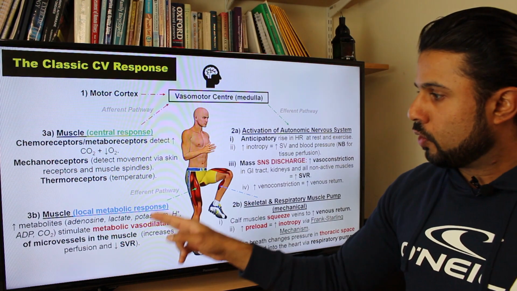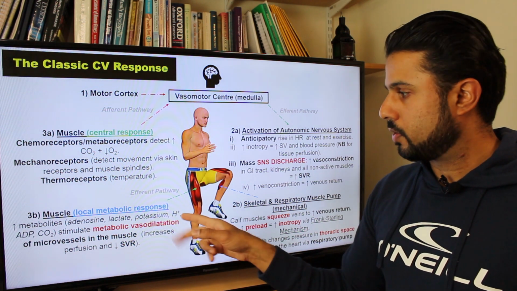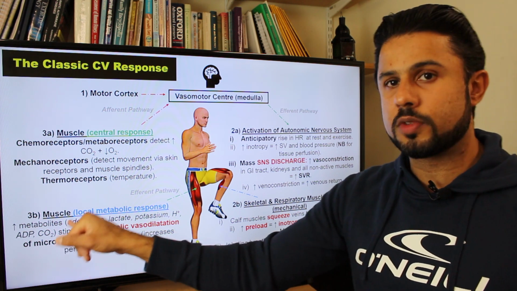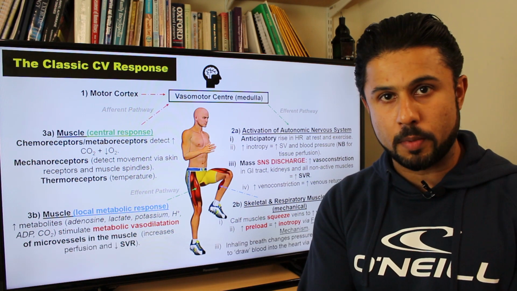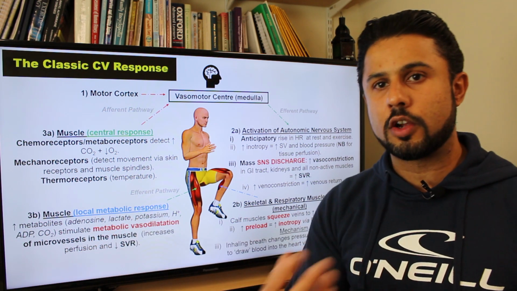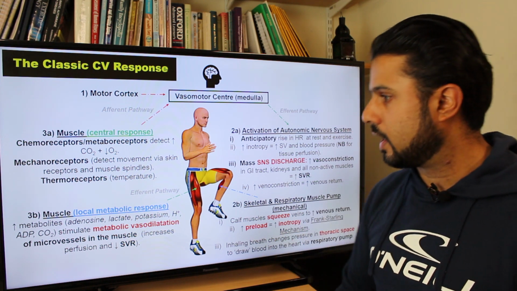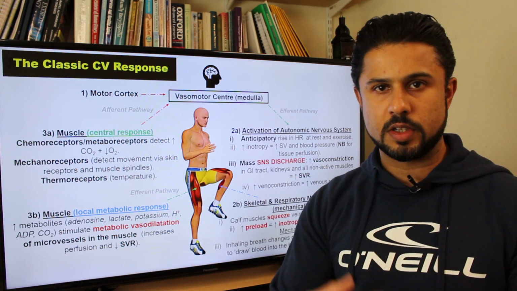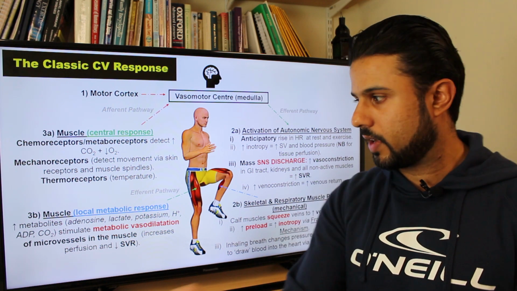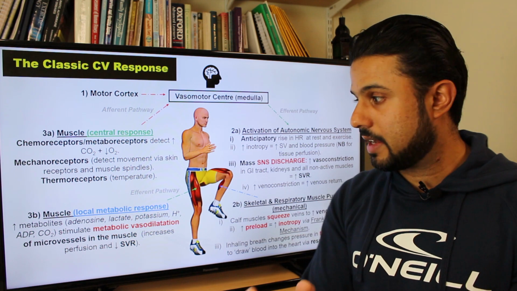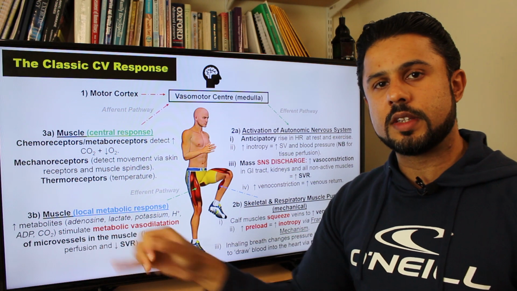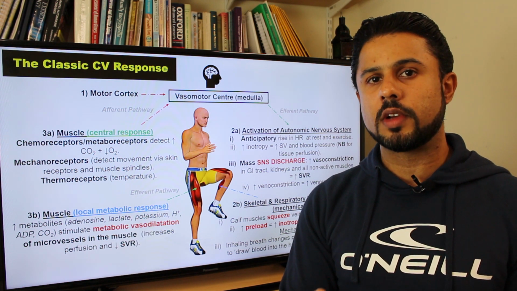We also have local responses within the muscle. So as soon as you start to exercise, one of the first things that will happen is you'll start to produce metabolites, because you're going to have this metabolic process that's taking place. You're going to have the production of adenosine, lactate. There'll be an increase in potassium ions, hydrogen ions, adenosine diphosphate, which is the used form of ATP. So once a phosphate has broken off to provide energy, you're left with ADP, and you've got carbon dioxide buildup as well. What these do is they stimulate what we call metabolic vasodilatation.